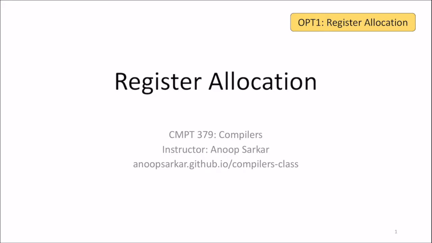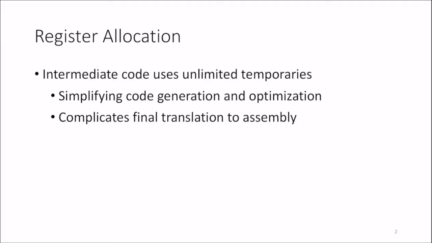This is the first in the series of video lectures on code optimization. For this first set of video lectures in this topic, we're going to look at register allocation. Register allocation is the problem of using the registers that are available in most CPUs, and using those registers instead of the unlimited locations that we've been allowed to use in the intermediate representation.